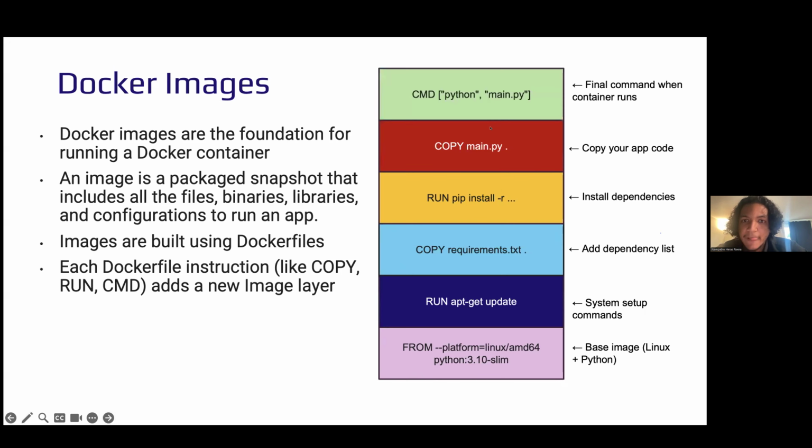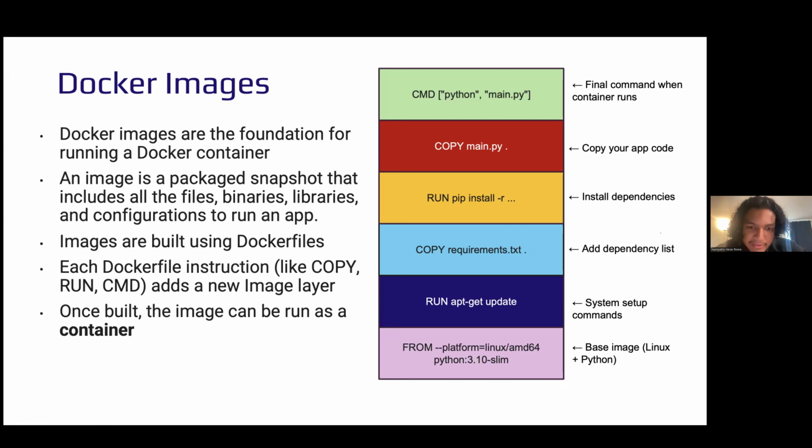So then when you go to use your code, they'll download this, and when they run it, the Docker container itself will be equipped with this CMD, which will be the final command that will run when your container runs. So in this case, the command is python main.py. So once this image is built, we can run it as a container.